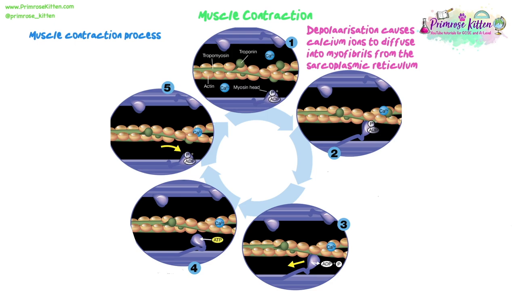Okay, so this is the actual muscle contraction process, and you might see it look very similar in diagrams in textbooks, or you might see it as a diagram in a question, and we just need to be able to talk through what's happening in these stages, and then maybe be able to say what might happen if one of these stages was stopped or couldn't progress.